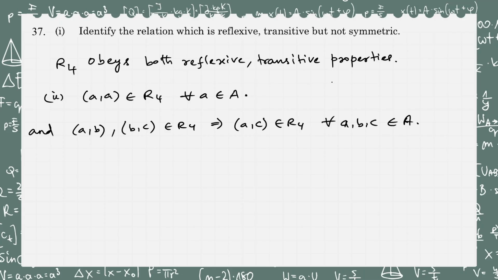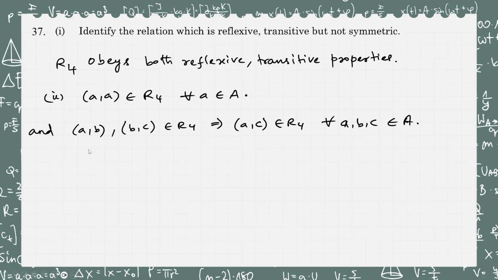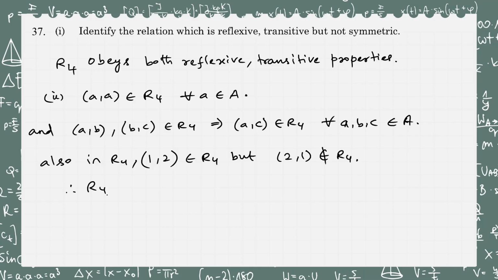And the symmetric property is not obeyed, which we have to prove there. If you look at your R4, (1, 2) is there, but (2, 1) is not there. So the symmetric property is not obeyed in R4. So that we have to tell here. Also in R4, (1, 2) belongs to R4, but (2, 1) does not belong to R4. Therefore R4 is not symmetric.